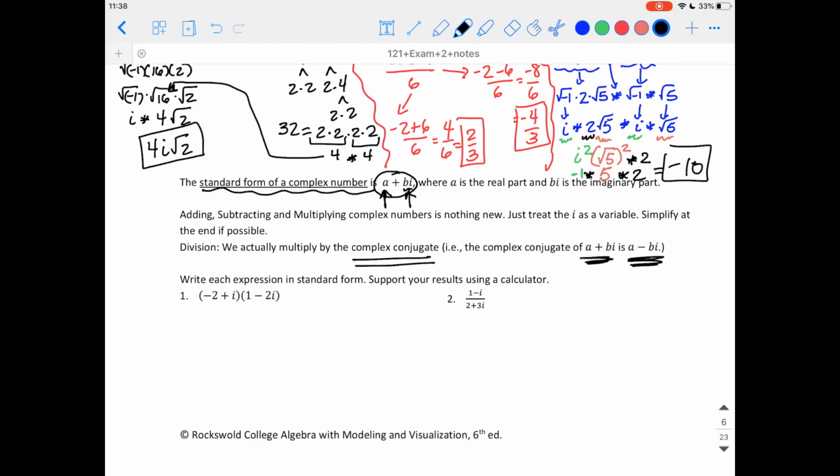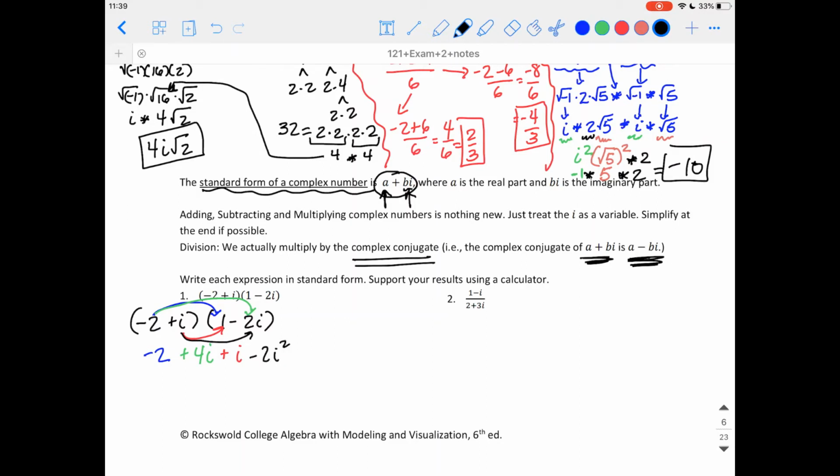Number 1 says, write each expression in standard form. Support your results using a calculator. We have negative 2 plus i, and then 1 minus 2i. I'm going to distribute here. Negative 2 times 1 is negative 2. Negative 2 times negative 2i is plus 4i. And then i times 1 is plus 1i, which I'm just going to put as 1i. And then i times a minus 2i is going to be a minus 2i squared.